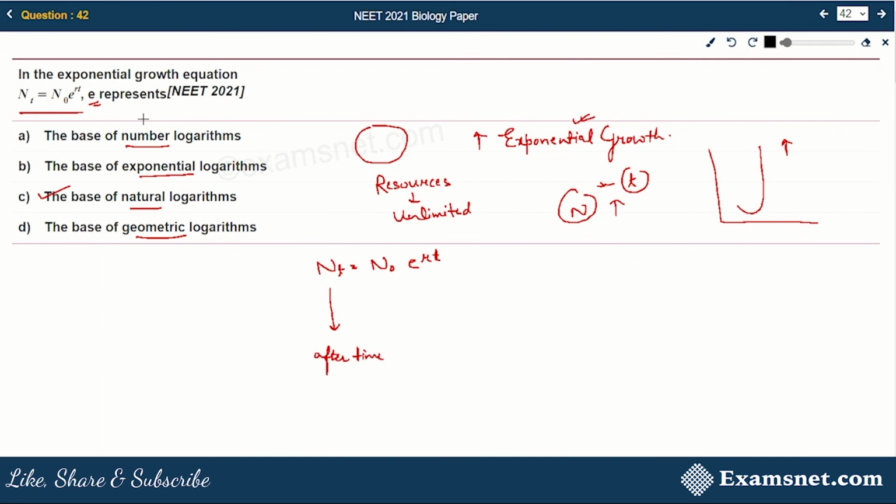Okay, N naught represents the population density at time 0, that means just at the starting point. e is the base of natural logarithms. r shows the intrinsic rate of natural increase. Okay. And what is t? It is time. Okay. So I hope you understood this.